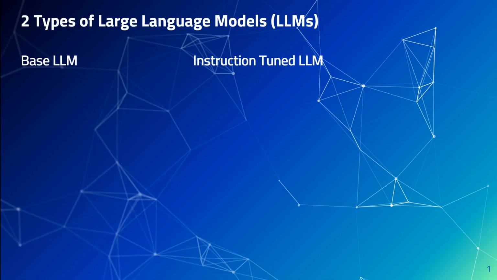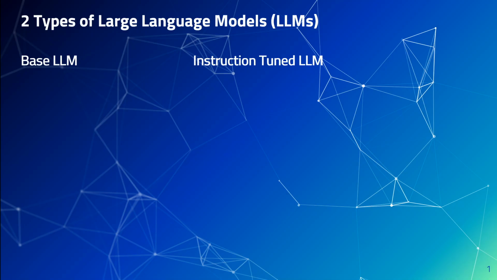Large language models, or LLMs in short, are a type of artificial intelligence that can generate media like humans. That media could be text, code, images, or videos, etc. There are two types of LLMs: base LLM and instruction tuned LLM. In this video, we will see in simple words what the difference is between these two types of LLMs.